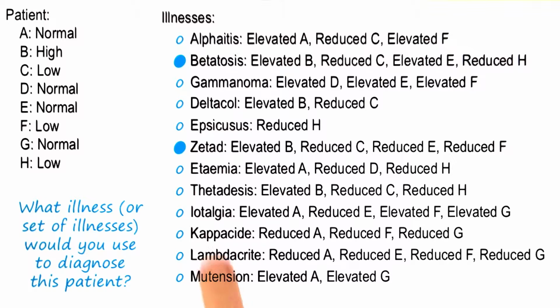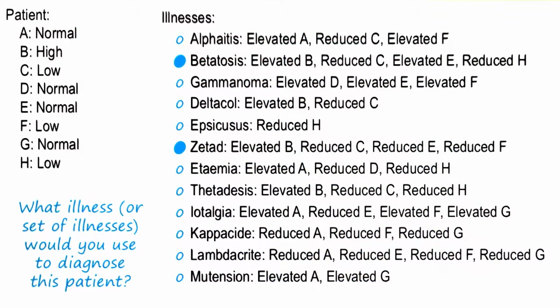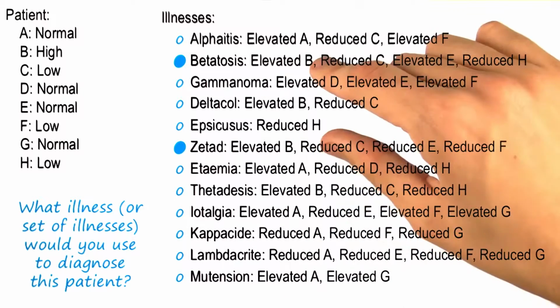I could also augment thetadesis with capacide and mutention. The three of them together would cover all our symptoms, but that would also be less parsimonious than beta-ptosis and zeta-ad alone. I may have chosen to do that, though, if those three diseases were much more common than beta-ptosis and zeta-ad, in which case I would have more confidence in them than just these two.